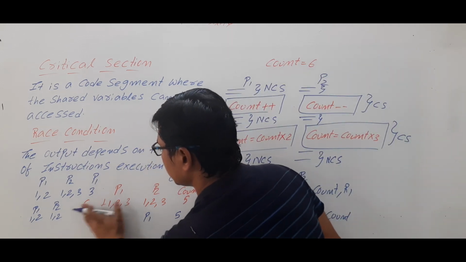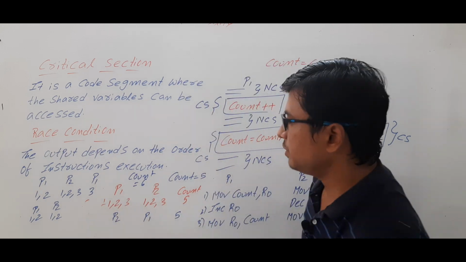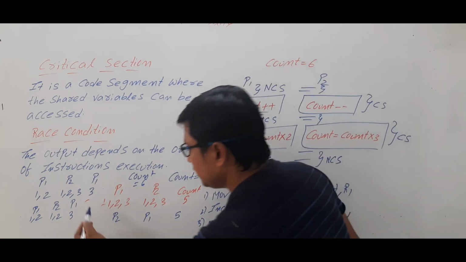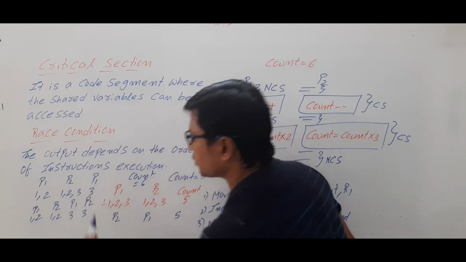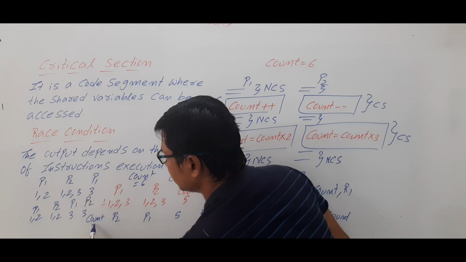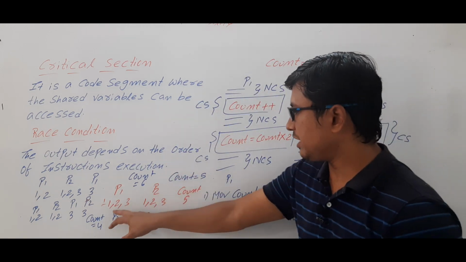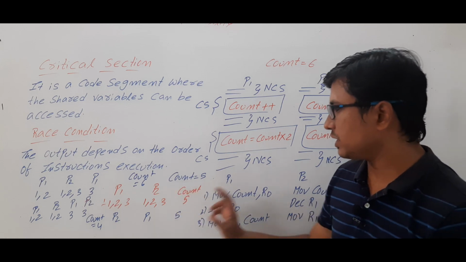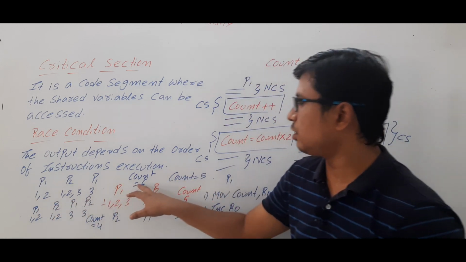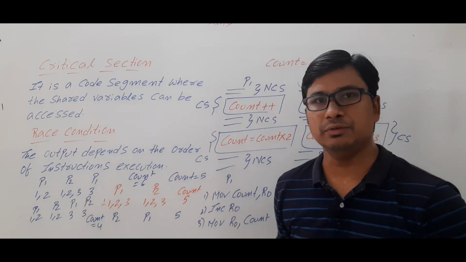Again you are executing. Let me write here count is equal to 6 in this case. Now if you are executing the third instruction of process P1, then the third instruction of process P2, the final result of the count value will be 4. Is it clear? So if you look here, when you are executing like this, the count value you get is 5, and when you are executing in this order, the count value you got is 6, and if you are executing in this order, the count value becomes 4.